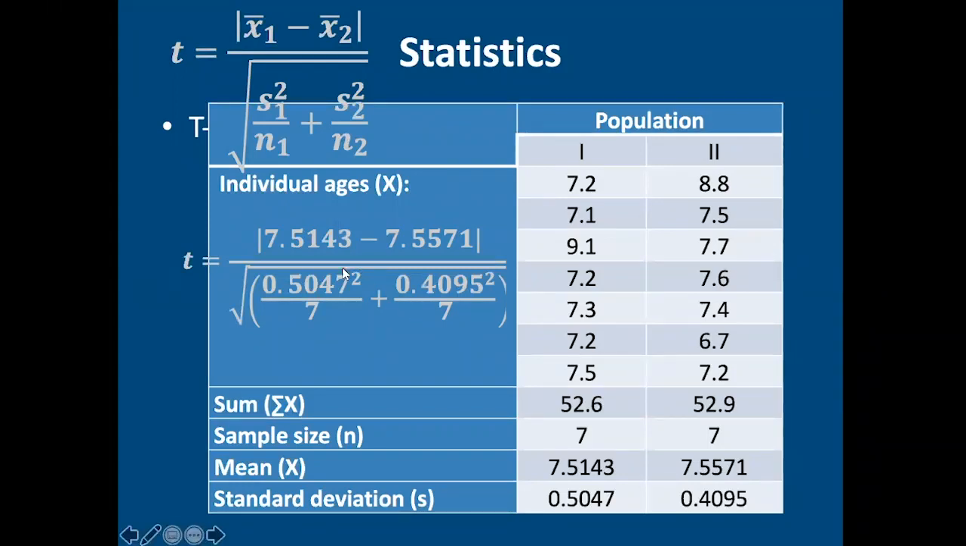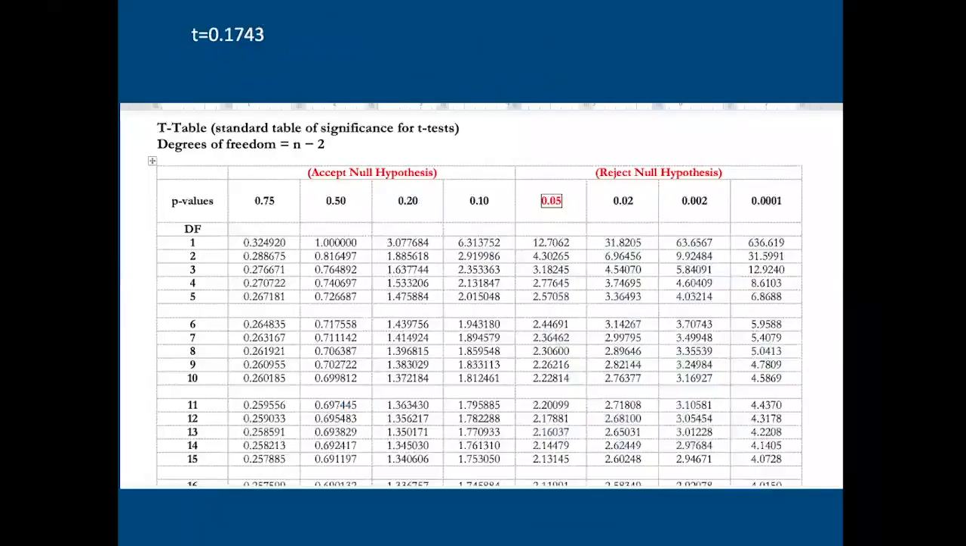And if you then go through all the math, do all the calculations, ultimately we end up with a t-value of 0.1743. So now we want to use that t-value to find out if there's a statistically significant difference between these two populations. To do that, we're going to use our t-table. So here's our t equals 0.1743.